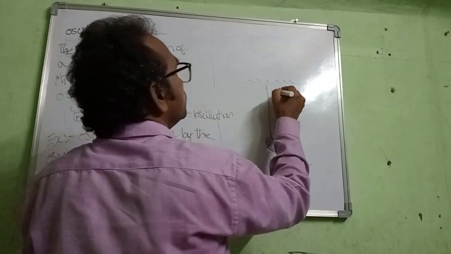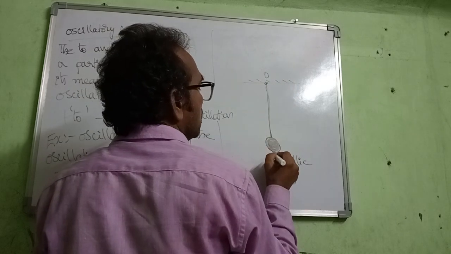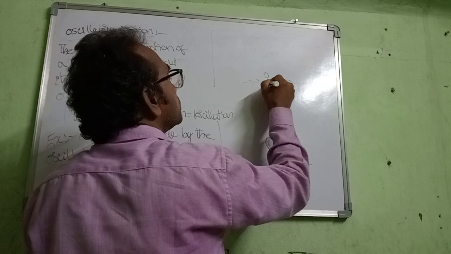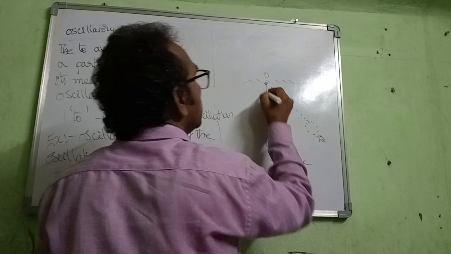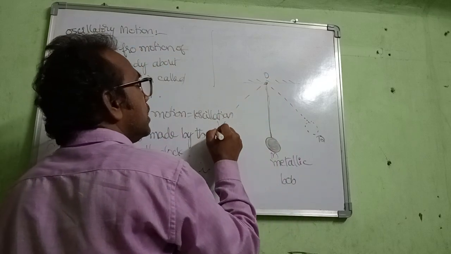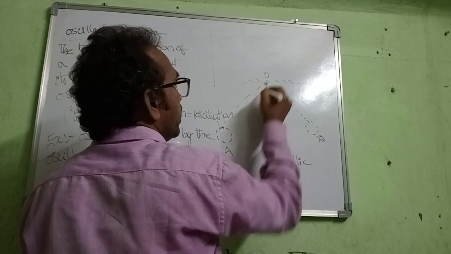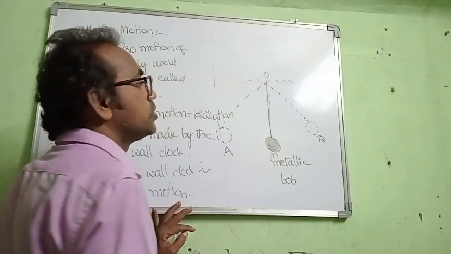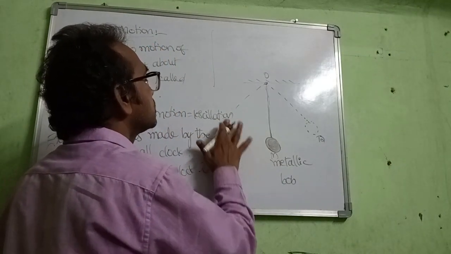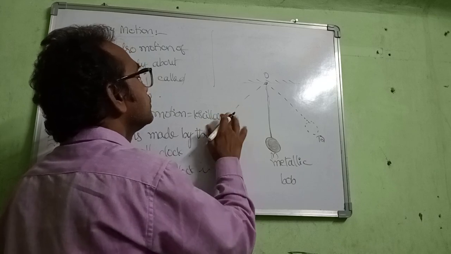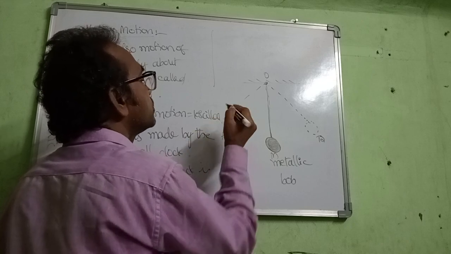Now this is a string, its length, let it be O. This is a position M. Suppose it moves up to this position, let it be B. It moves to this side position, let it be A. So here OA, OB are the extreme positions.